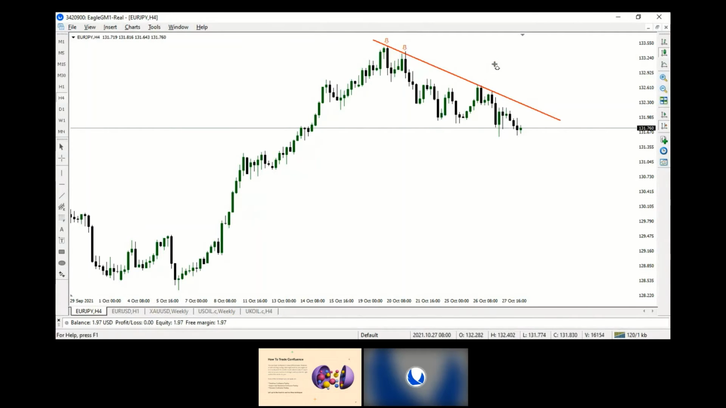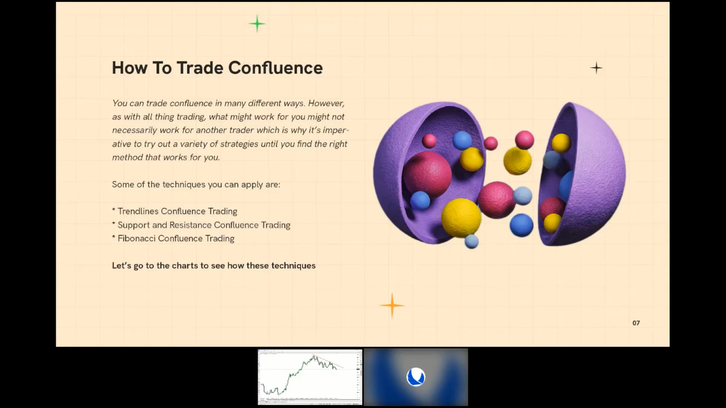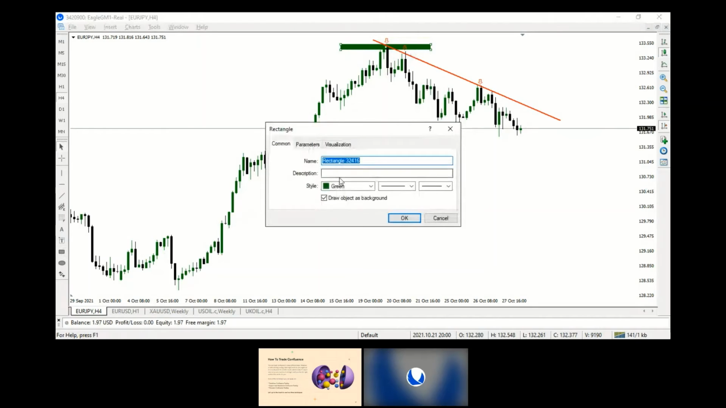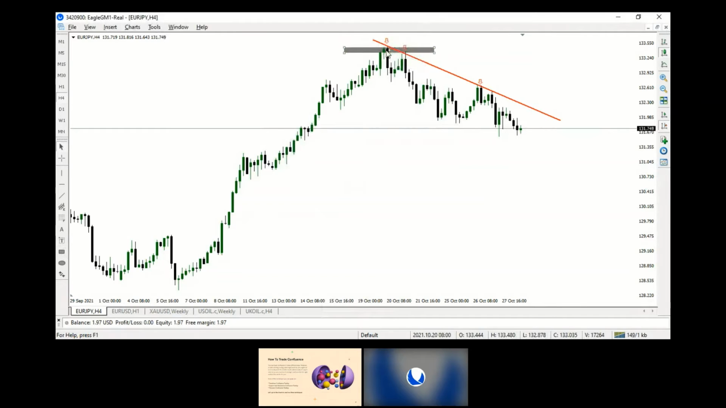Now, let's say you already have this trend line confluence and you want more reason. You can now decide to add support and resistance confluence. You already have price and trend line. Let me show you support and resistance. This is resistance here. Let me change the color to gray. So you can see price rejected from here. This is where you would have gotten in on your trade.